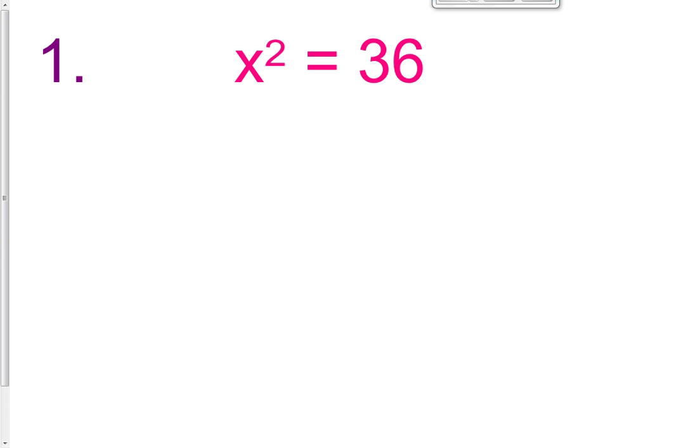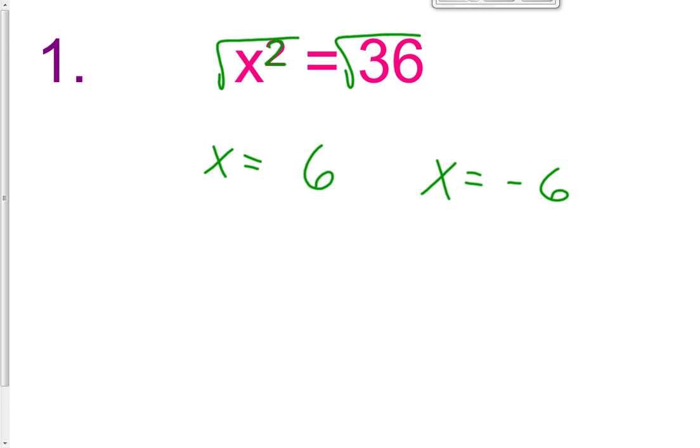So let's take a look at our first one. I want to get x all by itself. So the way I get x all by itself is I have to take care of this square. So what is the opposite of squaring something? Square rooting it. So I square root both sides, and I get x to equal the square root of 36 is 6. But it's not only 6, it is also x equals a negative 6, because it's plus and minus 6.